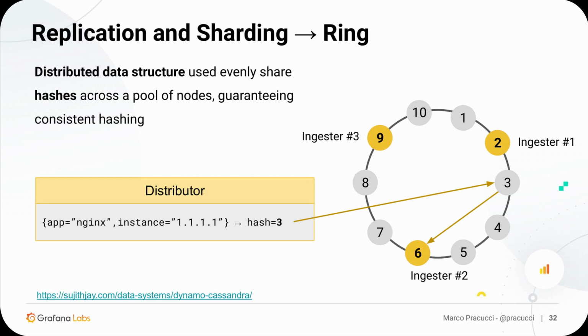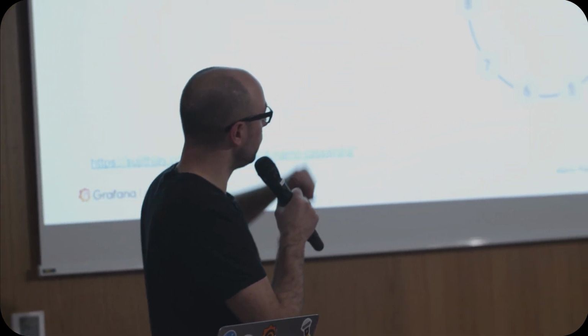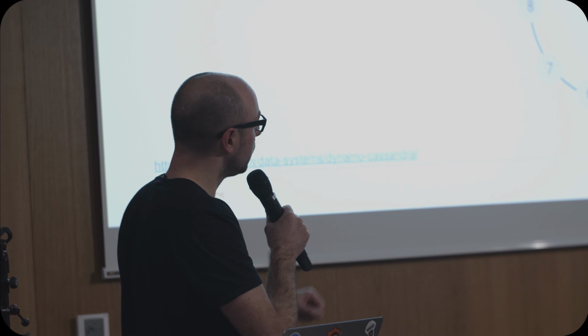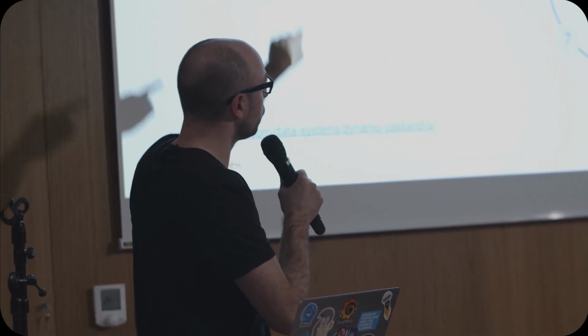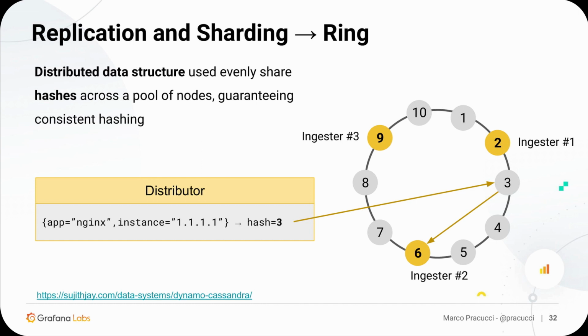When an ingester is started, it generates a random value. And the random value is the value, the key, that the ingester picks within a ring. A ring is just our space containing all the keys. So ingester number 1 starts, and it generates a random value, number 2. And then ingester number 2 starts, and it generates the value 6. And then ingester number 3 starts and generates a random value 9.